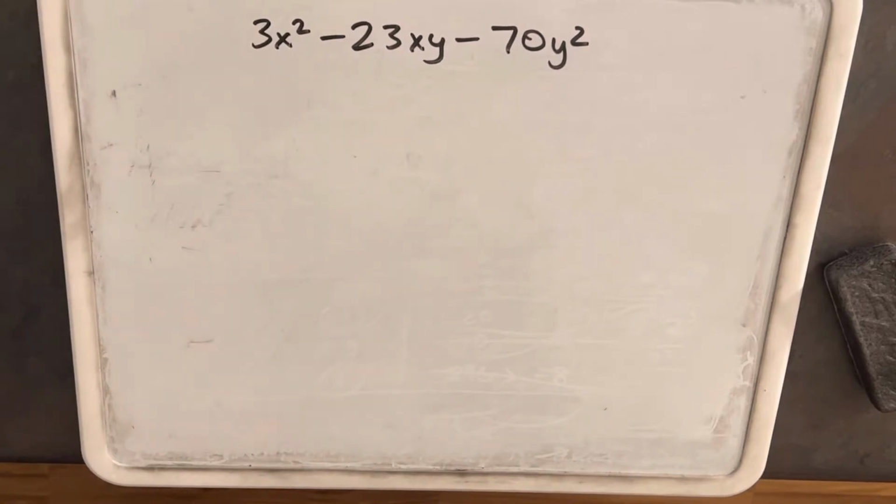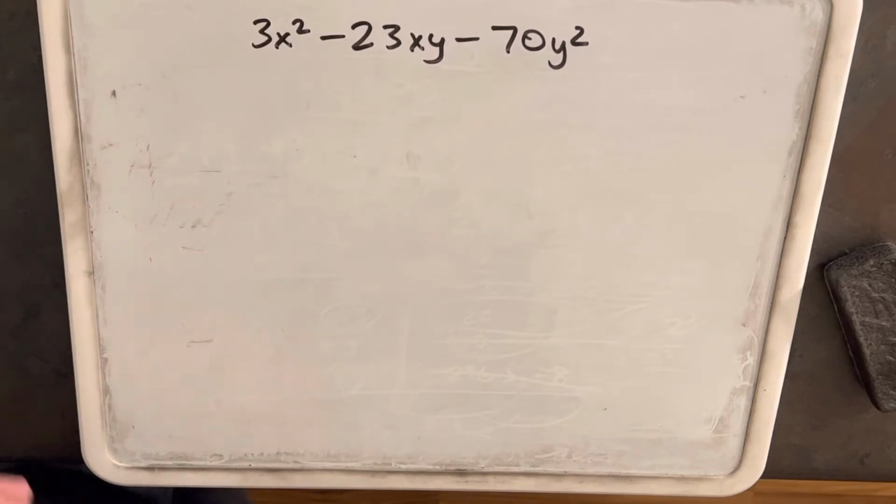Hey, I have this problem on the board. I have 3x squared minus 23xy minus 70y squared, and we're asked to factor this, and we're actually going to factor it by grouping. I just thought it was interesting because we're factoring by grouping and we have two variables. So let's get started.